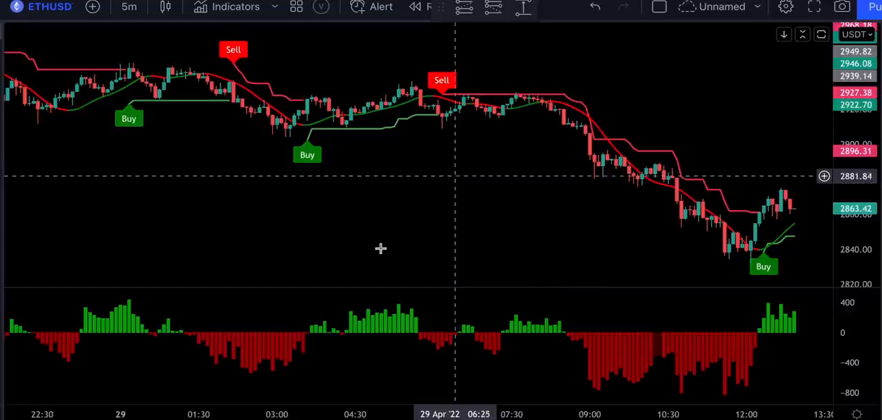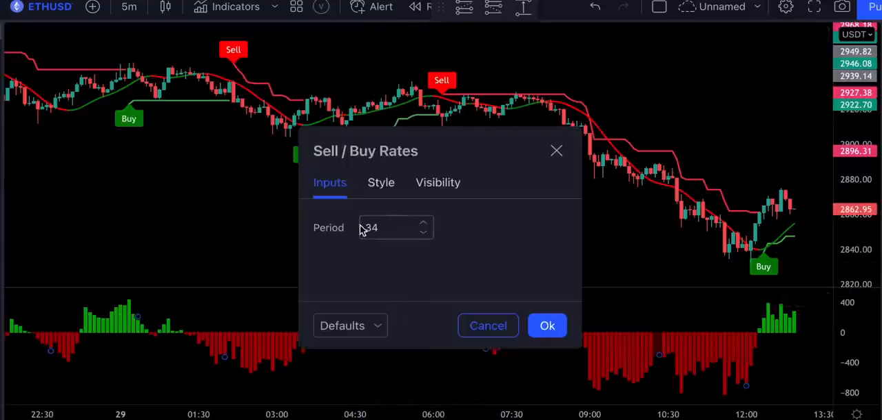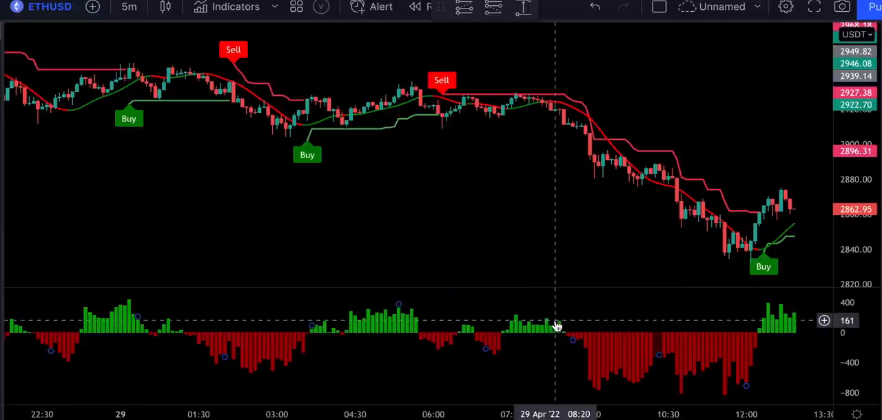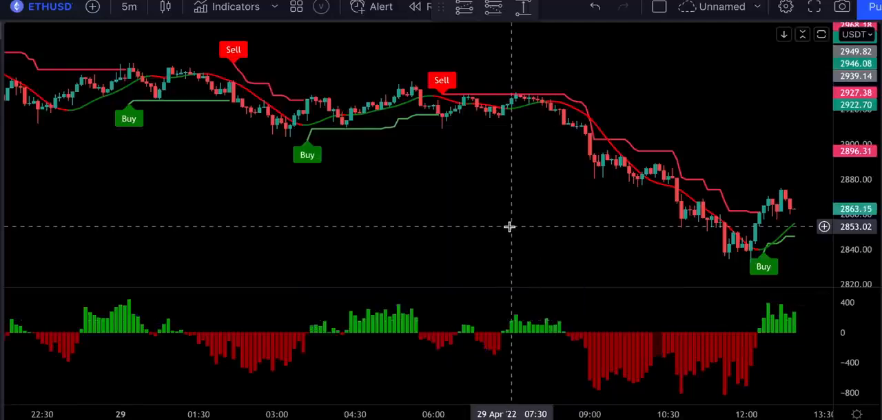We're not going to change the settings on this Buy and Sell Rates indicator. We're just going to leave the inputs on the default. Now our strategy is ready. Let's get into our trading rules.